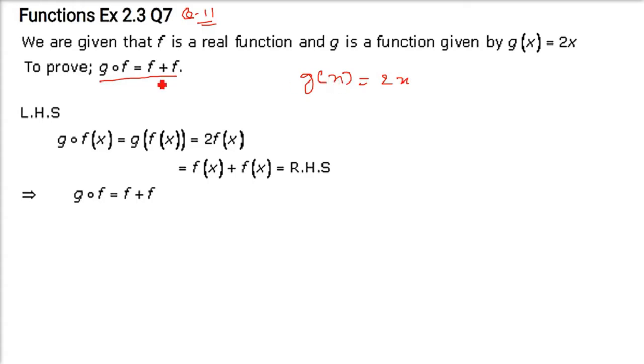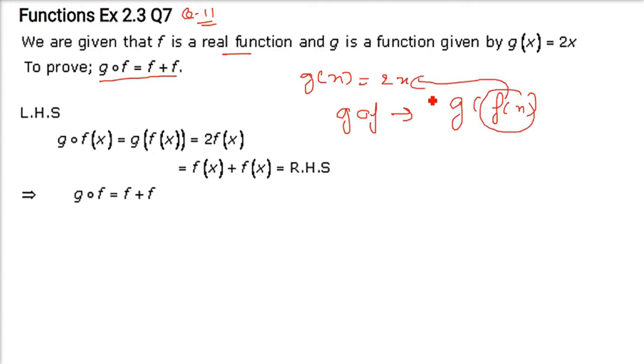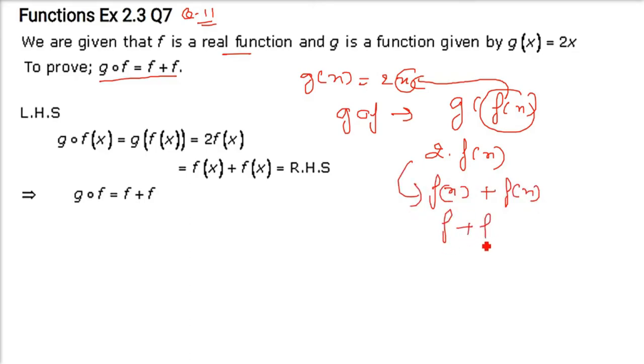We need gof to be f plus f. f can be any function. Let us assume it to be f(x), since we don't know the function. So gof is g of f(x). Now take this f(x) and put it inside 2x: just replace x by f(x). So 2 into f(x), 2f(x). This can be written as f(x) plus f(x), which is essentially equal to f plus f. So gof is equal to f plus f. This is what we have to prove.